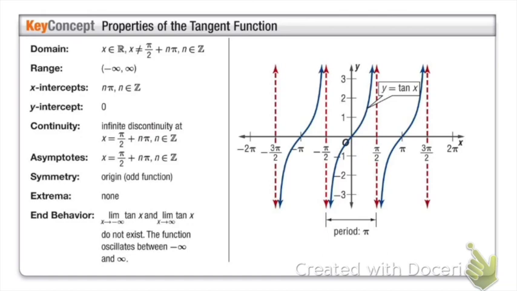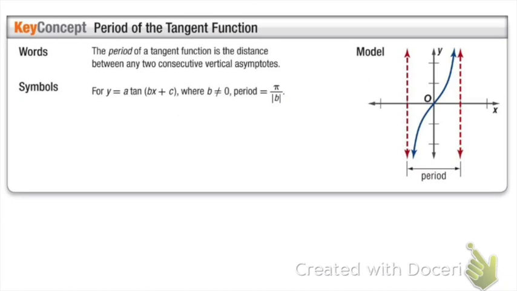Like I said, we have infinite discontinuities where our vertical asymptotes are. Our symmetry, this is an odd function. It does go through the origin, and it is an odd function. There are no extrema because these go to negative infinity to infinity at each of the vertical asymptotes. And we do not have end behavior because this thing oscillates between negative infinity and infinity as we go from left to right. The period of the tangent function is the distance between any two consecutive vertical asymptotes. So our period for this is pi.